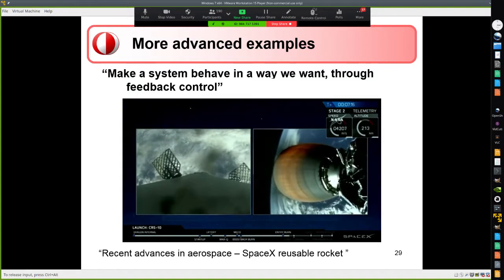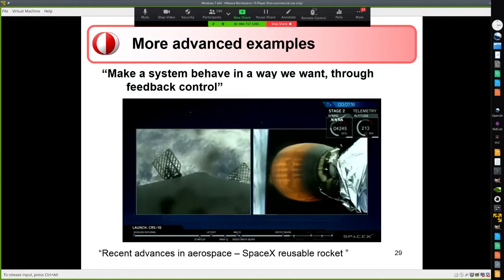Coming up now on the first stage landing. Second stage continues to burn nominally. Stage 1 is transonic.